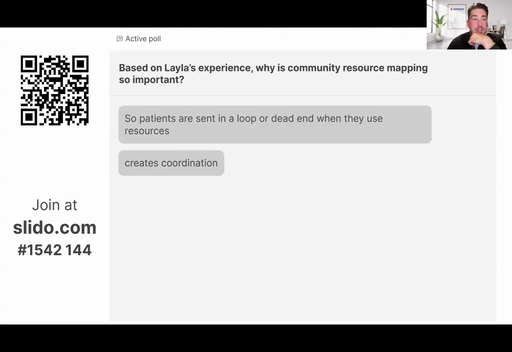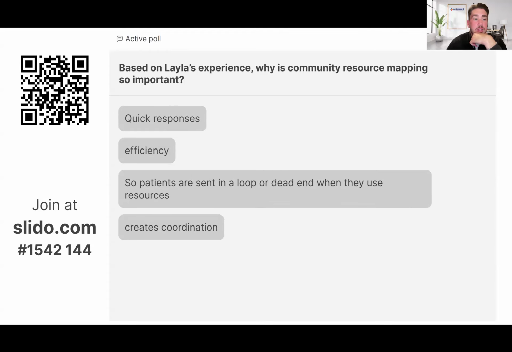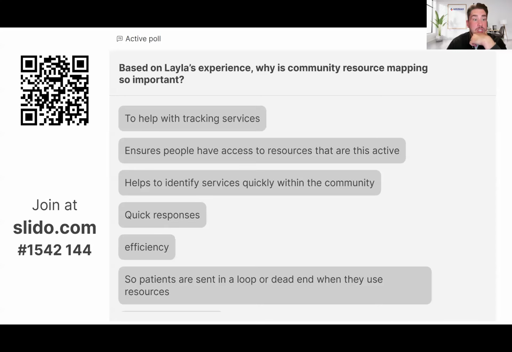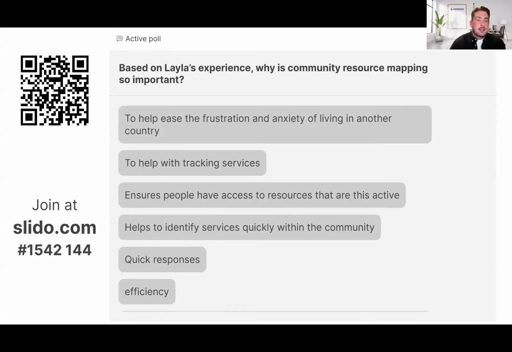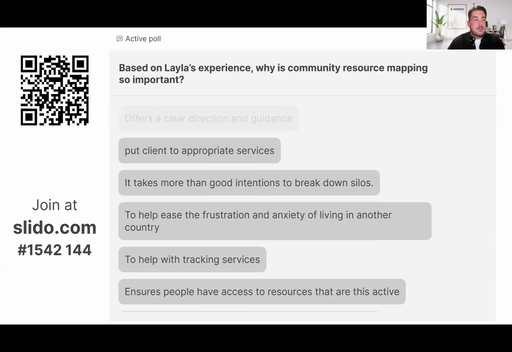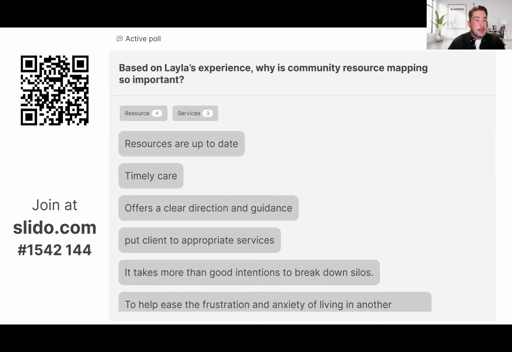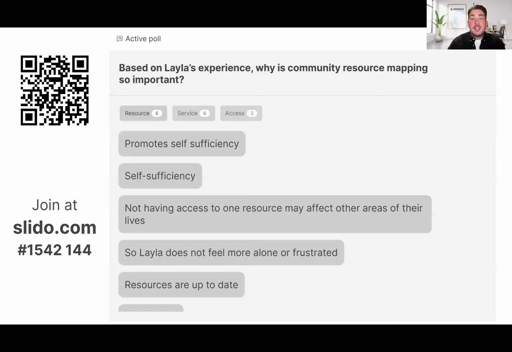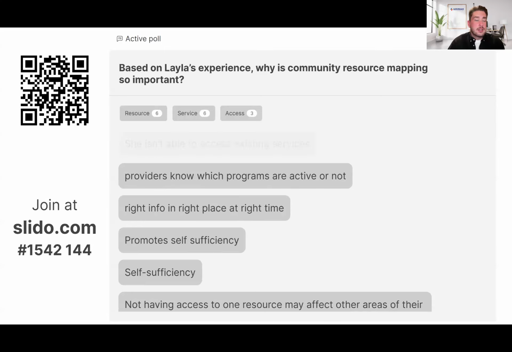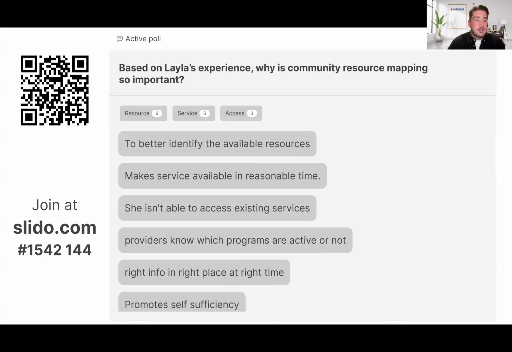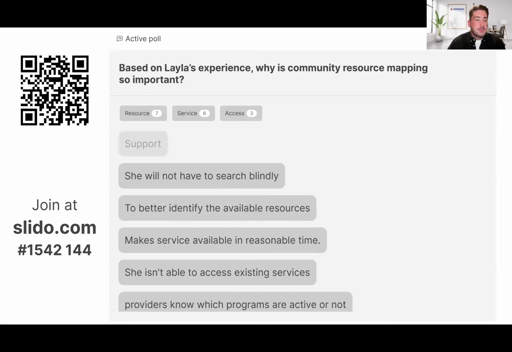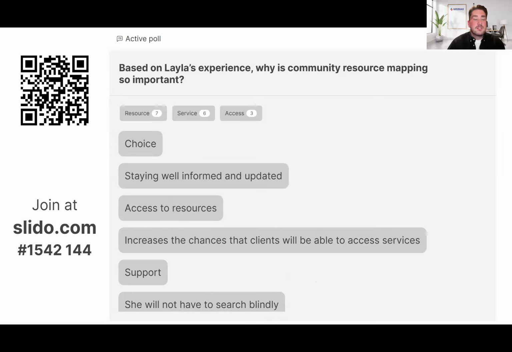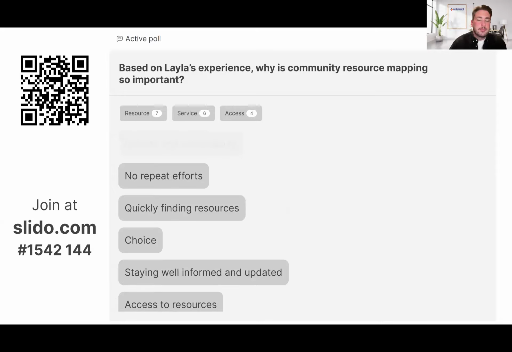Yeah, absolutely. It creates coordination so that clients aren't sent in loops or sent to dead ends. Efficiency, quick responses. Yeah, I like that. Helps to identify services quickly, helps with tracking services. Absolutely. Another is timely care so that Layla doesn't feel alone. Make services available in reasonable time. Lots of quick response, quick support.